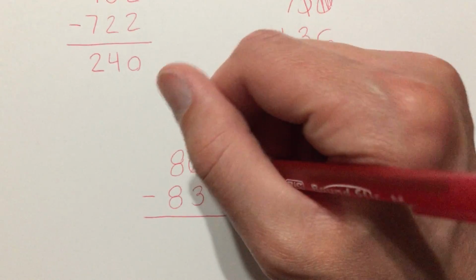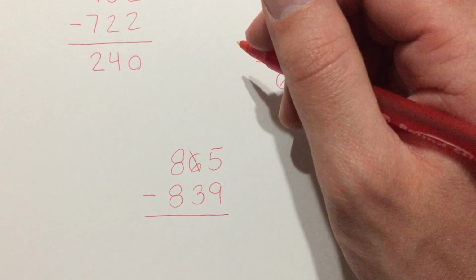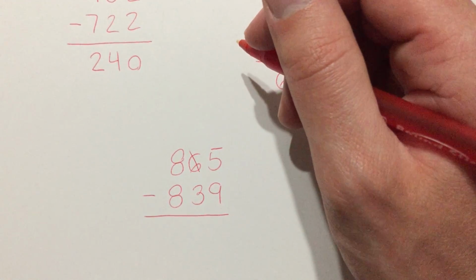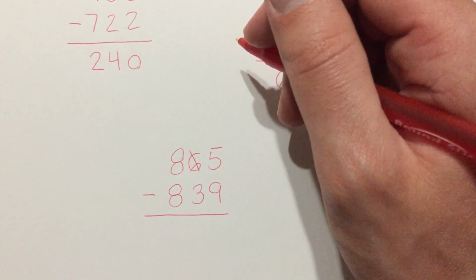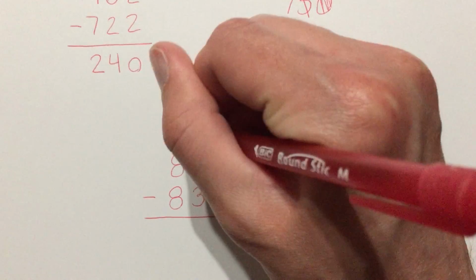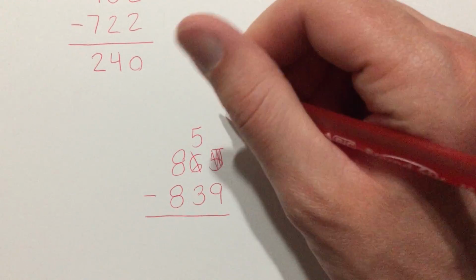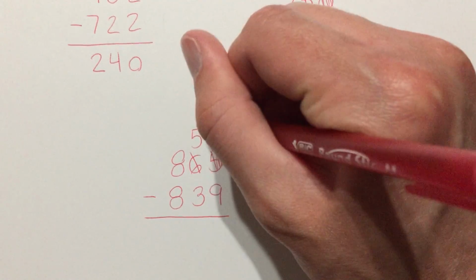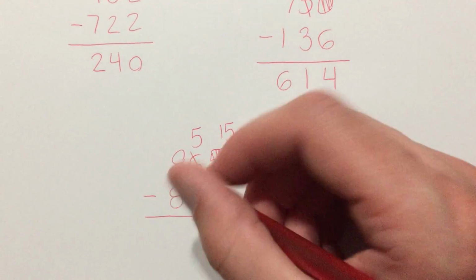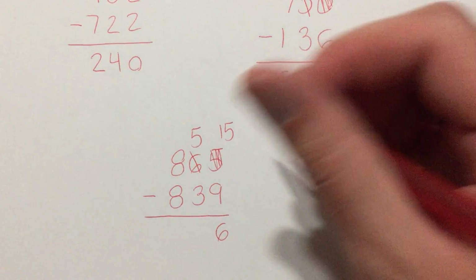So once again, we have to go to our next door neighbor. We're going to talk to 6. We're going to have a little chat with him, and he's going to agree just because he is such a nice neighbor. He's going to agree to give us a group of his 10s. So we're only going to have 5 groups of 10 left over there. This 5 then becomes 5 plus 10, or 15. 15 minus 9 we can do. That leaves us with 6 ones in that place.